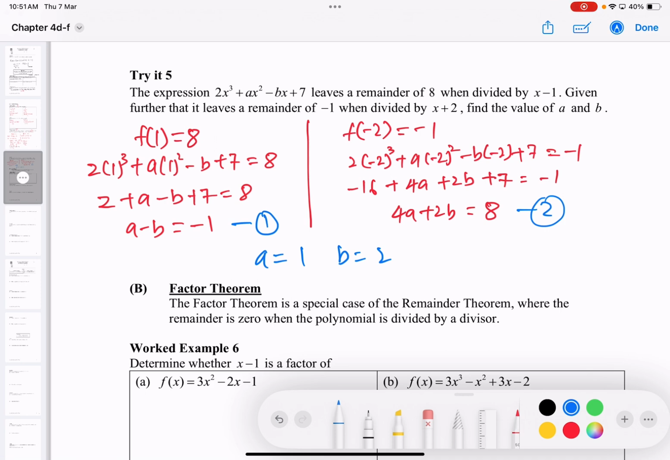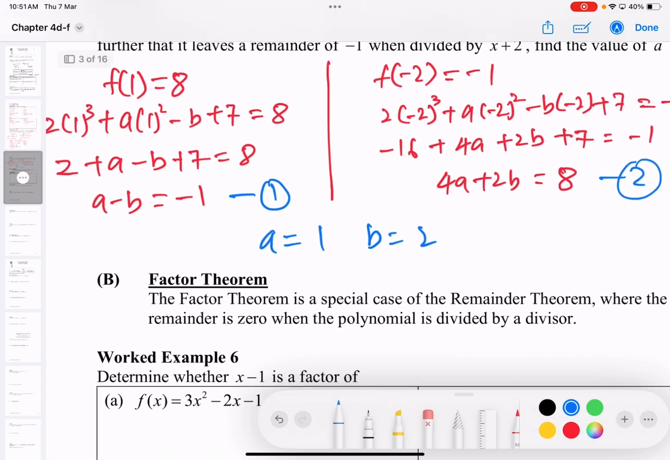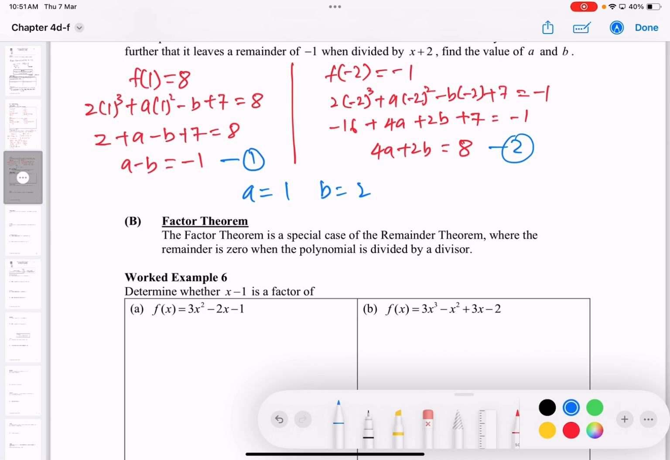Okay, is everyone done? Can I move on? Okay, 1 more minute. Just last part only. Last one, factor theorem, and then we are done already. Oh, you don't understand how to get A is 1, B is 2, is it? Okay, I only have a few more minutes.